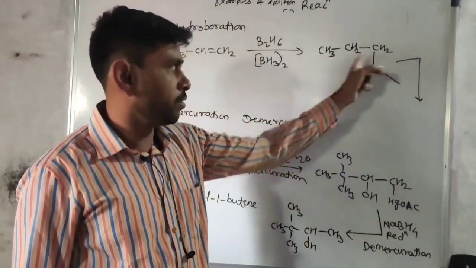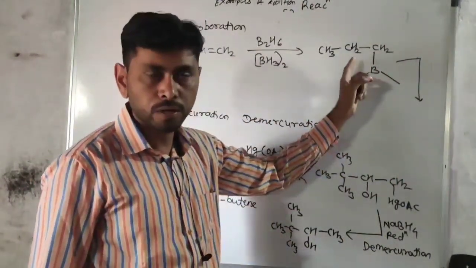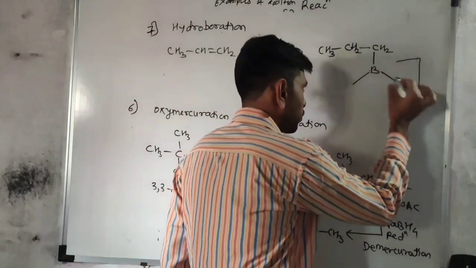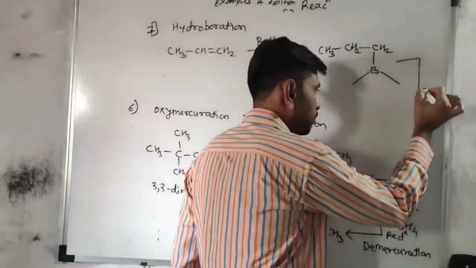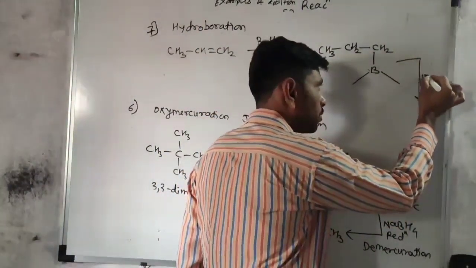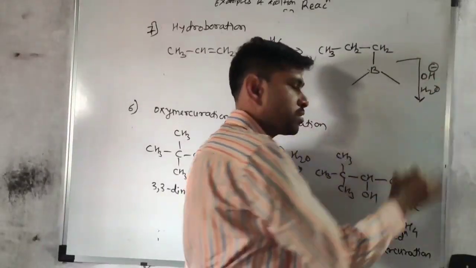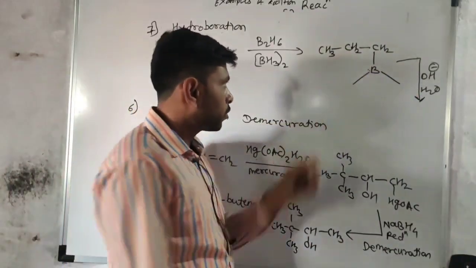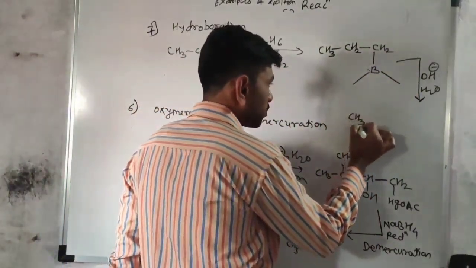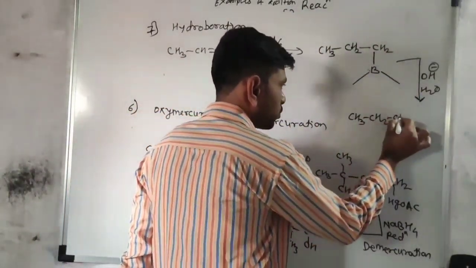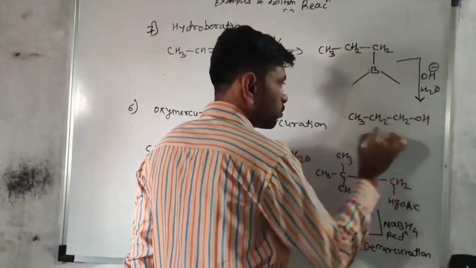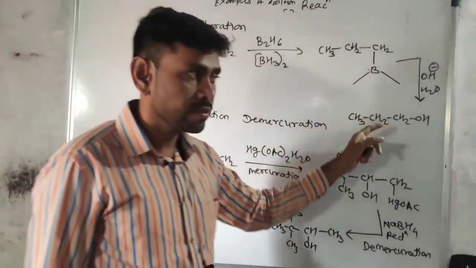In the next step we have to remove this boron group. This group is removed by the addition of base. So we say base hydrolysis is required for this, and OH gets added and we get the product CH3CH2CH2OH. So we get an alcohol product in this reaction.